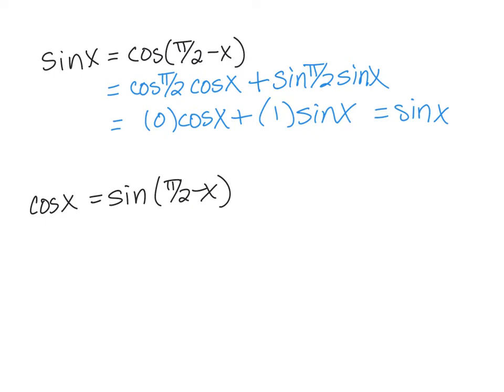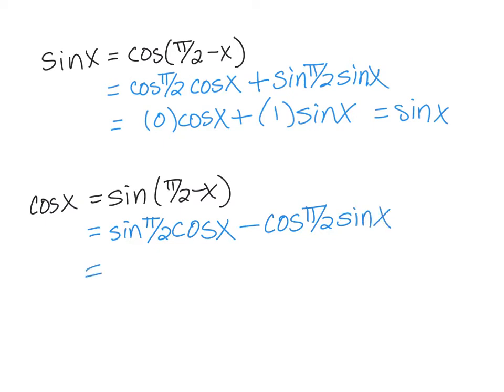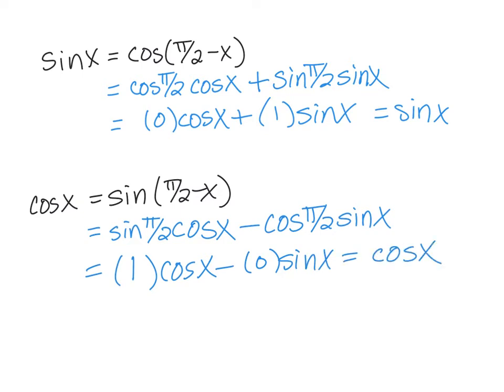Let's go the other way. If I have sine, sine goes first, then the cosine, and it keeps the sign, then cosine goes first, and then the sine. Sine of pi over 2 is 1. Cosine of pi over 2 is 0. And I get plain old cosine x. Booyah. So, again, we verified these identities by using the sum and difference formulas.